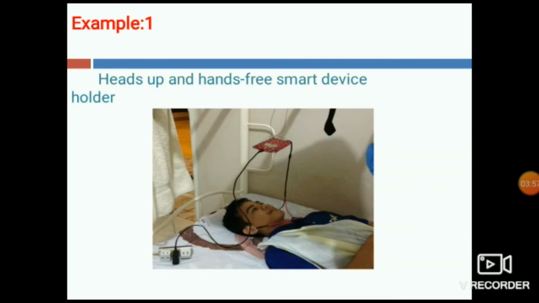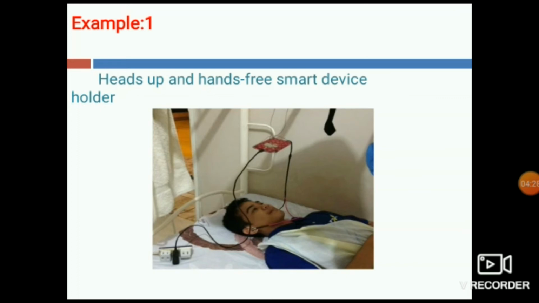Okay, first example one, heads up and hands free smart device holder. See that picture, children. Dear students, in this picture, what do you understand? What is the boy doing? He is simply lying on the bed and watching a mobile. How do you feel when you operate your mobile with your hands? Of course, nowadays mobile usage is not good for us.